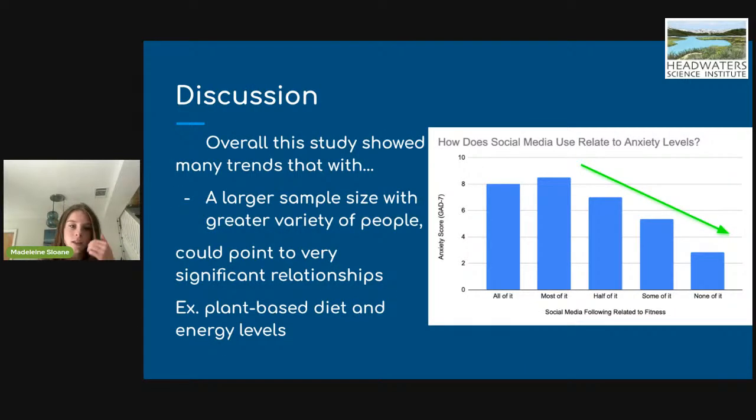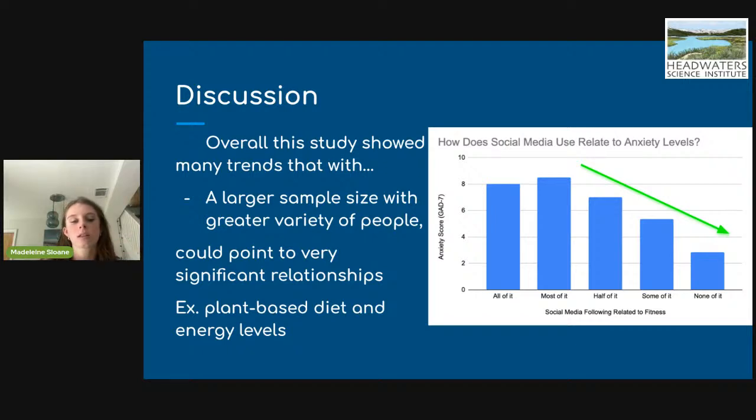So overall, this study did show many trends. Although it didn't show many significant relationships, there could have been more significant relationships if I had a larger sample size of those following a vegetarian or vegan diet. And if I had more people living in different locations, I would have had a wider understanding of different living situations. So this is an example of a trend that we saw for social media and anxiety levels.